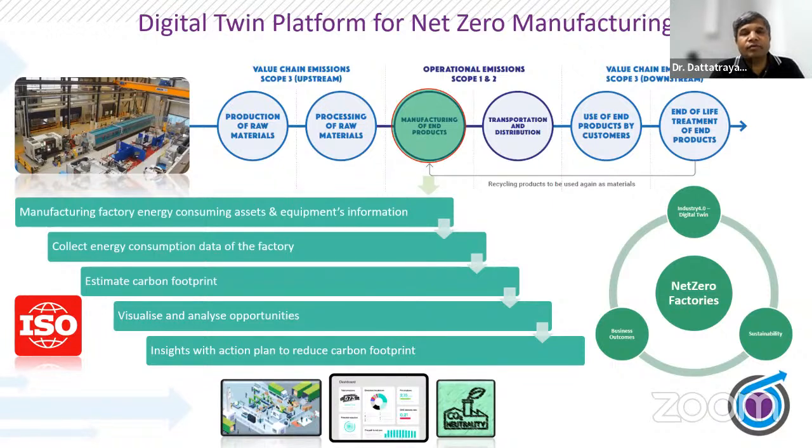So what we said, we will connect the sensors to every energy consuming asset in the manufacturing factory, collect the energy consumption data, estimate the carbon footprint, and do the visualization and draw the insights out of it, create the action plan, and do the control back action. It will be built on ISO standards. It is one of the Industry 4.0 trained digital twins. The business outcome is net zero operation. You will become more sustainable, right? We'll build dashboards.